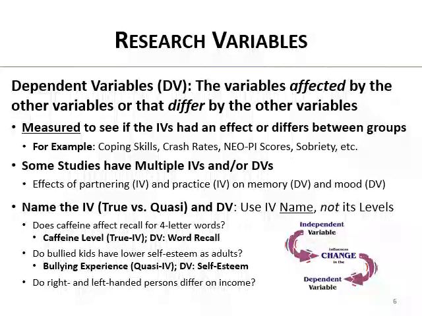Here's the handedness one. I already gave this one away. So do right- and left-handed persons differ on income? Whoa, what's going on in this one? Everything's going to be measured in this one, right? So what are you going to call right- and left-handed people? As a name, we're going to call it handedness if you're me. So it is a quasi-independent variable.